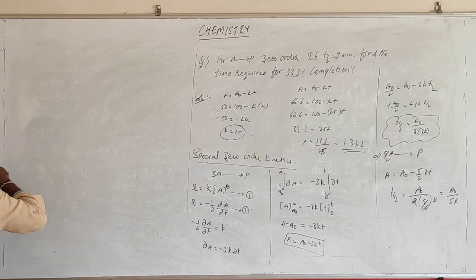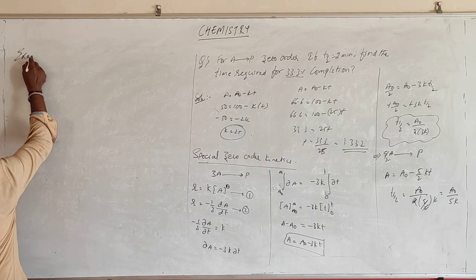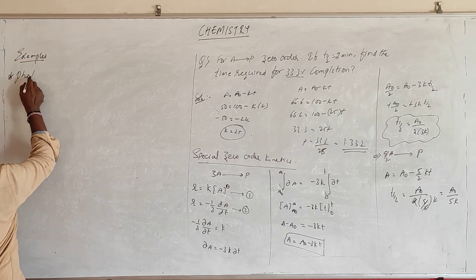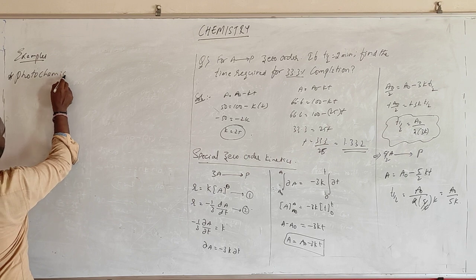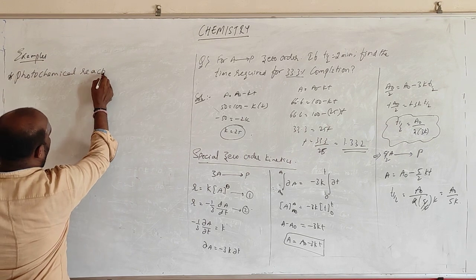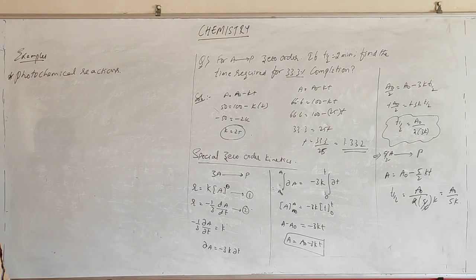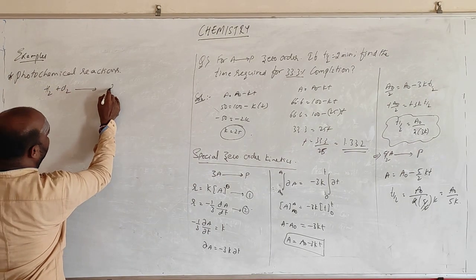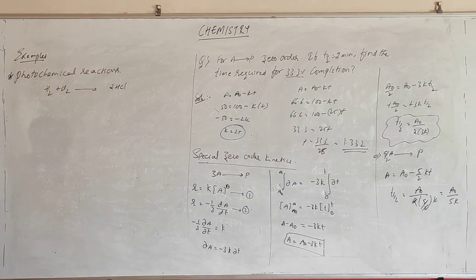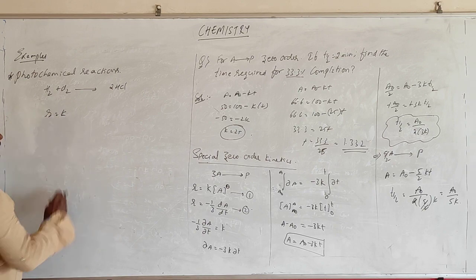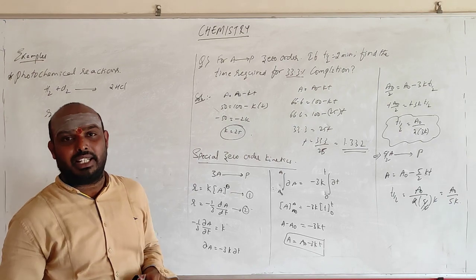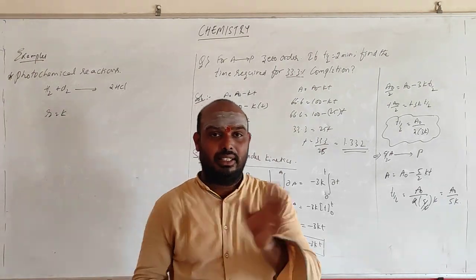Any photochemical reactions. Examples are photochemical reactions. Something like H2 and Cl2 forming 2HCl. See what this says: rate is equal to K, meaning rate is independent of concentration. Does it mean the reaction will proceed without the reactants? That is not the condition.